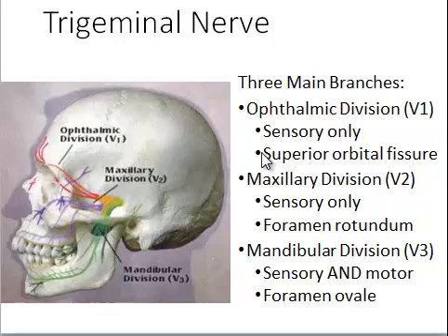So sometimes people like to make a little mnemonic. So if you think SRO, which kind of means standing room only, it can also mean superior orbital fissure, rotundum, and ovale.